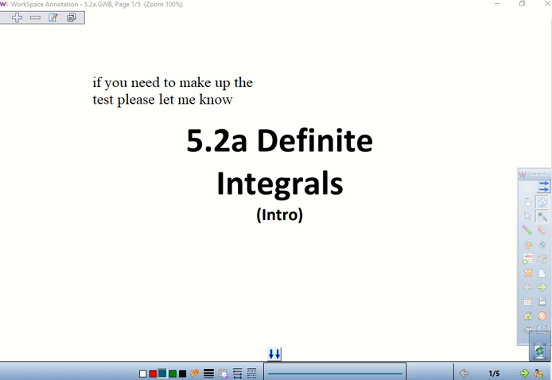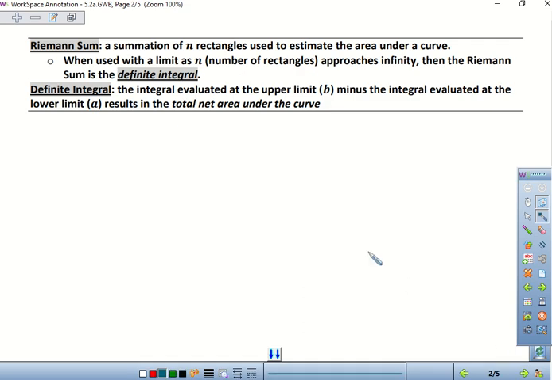Okay, so today we are going to be doing 5.2a, which is definite integrals. Because we're only really introducing it today. So you all know what a Riemann sum is, because that was vocabulary on your last quiz, of course. And you don't all know what a definite integral is.